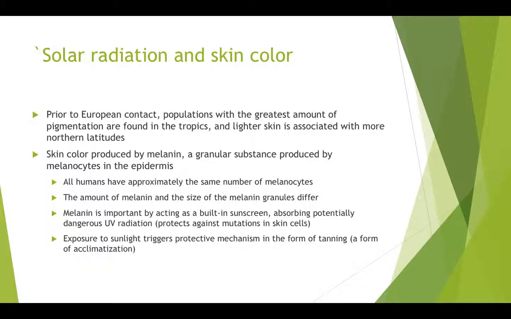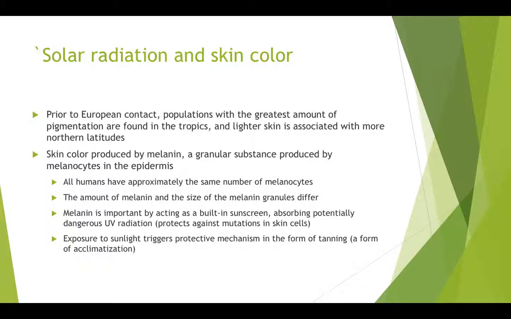Exposure to sunlight triggers melanocytes to produce melanin. This is a protective response. So the more sunlight exposure that you have, the more your skin cells are going to produce melanin, which means the darker your skin is going to get. We call this kind of short-term response tanning, for example. And we recognize that different populations have different responses of their skin cells to high levels of solar radiation.